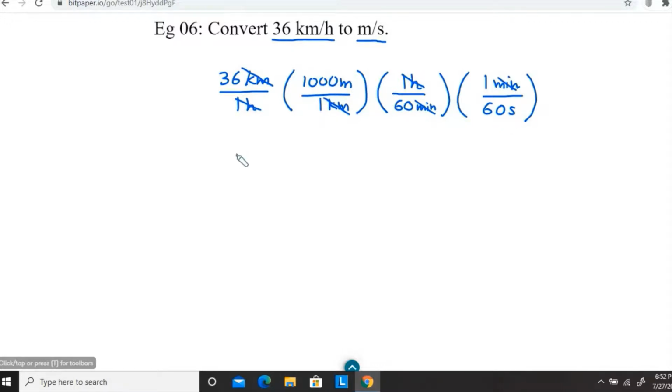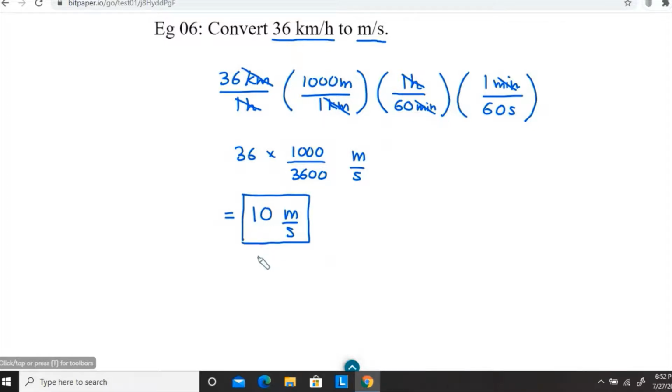So I have 36 multiplied by 1000 divided by 3600 meters per second. So this you can see is simply 10 meters per second. So that's how you convert kilometers per hour into meters per second.